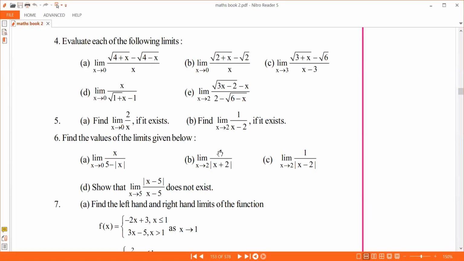Next question. We'll solve one more and we'll close for today, then we'll see the rest of the things tomorrow. Limit as x tends to 0 of root of 2 plus x minus root 2, divided by x. This is also of the same kind. Can you give it a try?